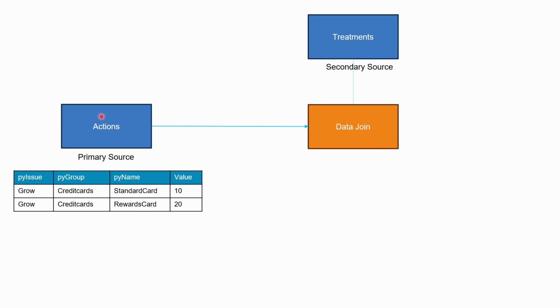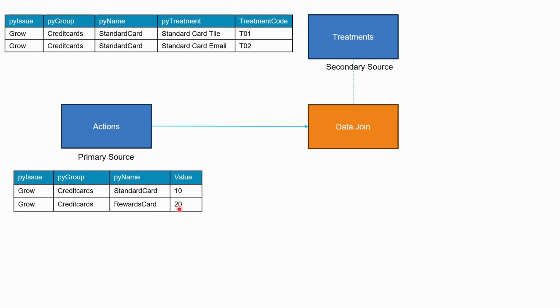Now let us see what actions we have. We have standard card and rewards card with values 10 and 20. And we have two treatments, standard card tile and standard card email. As you can see, we don't have any treatments for rewards card in the treatments table. We only have two treatments, and these two are for only standard card. One is for web and one is for email. And we have the treatment code attribute T01 and T02.